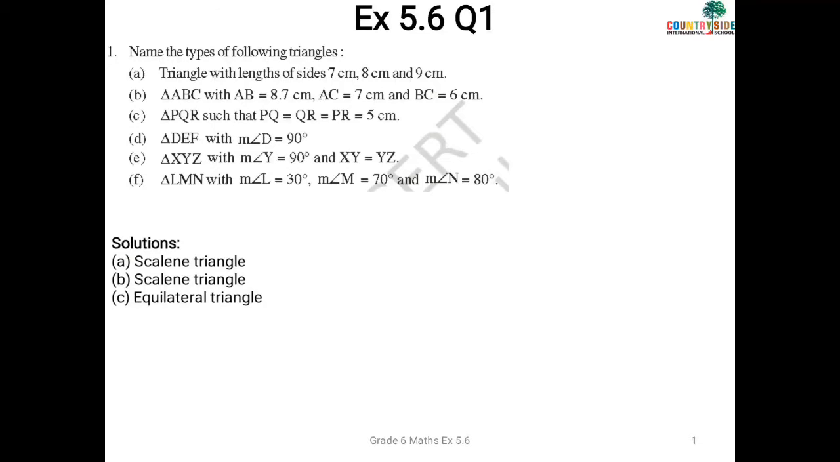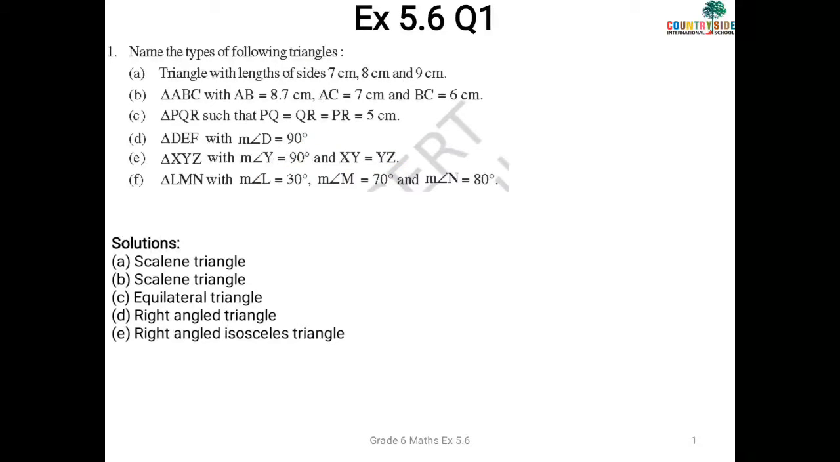Now for part D, triangle DEF, in which measure of angle D is 90 degree. So a 90 degree angle means a right angle triangle. Now read part E, triangle XYZ, in which measure of angle Y equals 90, and here two sides are equal. When two sides are equal, it is isosceles, and here it is 90 degrees. So the answer is a right angled isosceles triangle.